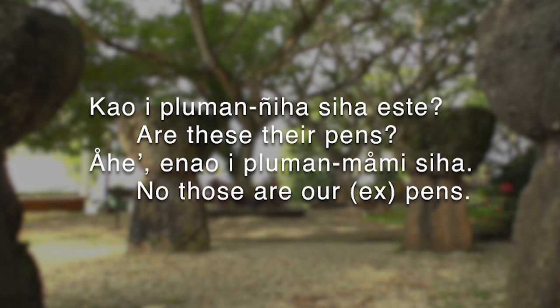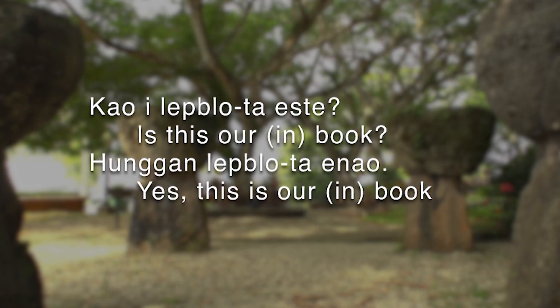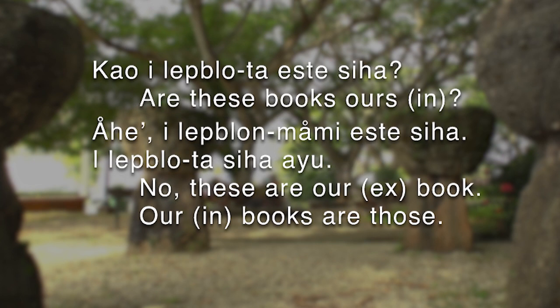Ko ipluman ñiha sia esti? Are these their pens? Ahi, enau ipluman mami siha. No, those are our pens, not yours. Ko ileblota esti? Is this our book, inclusive, together? Hungen ileblota enau. Yes, this is our book, together. Ko ileblota esti siha? Are these our books, inclusive? Ahi, ileblon mami esti sia. Ileblota siha edzu. No. These books are ours, but not yours. Our books, together, are over there.